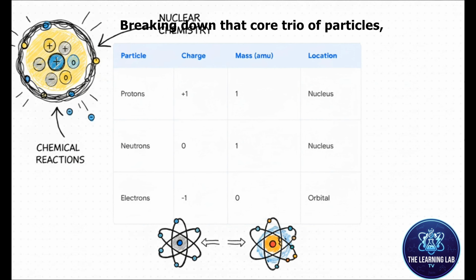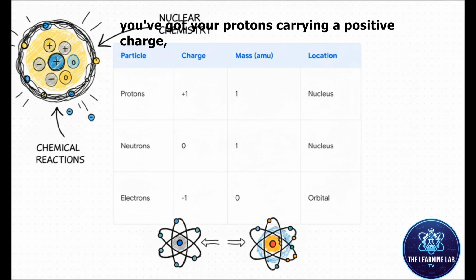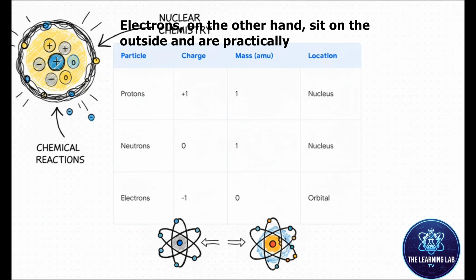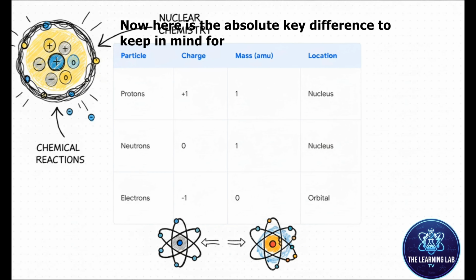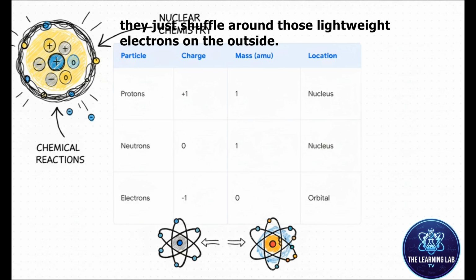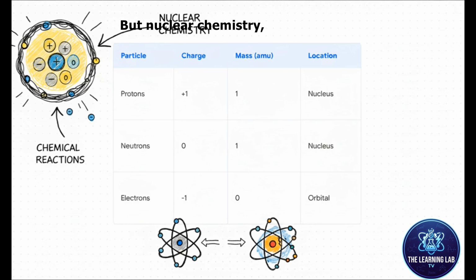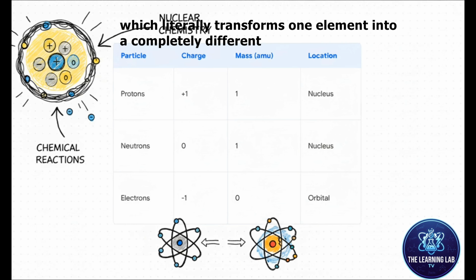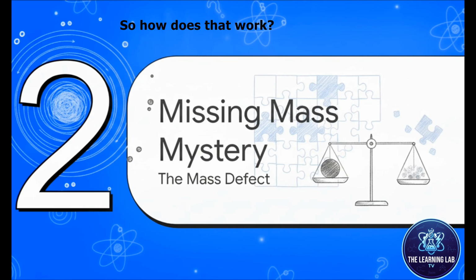Breaking down that core trio of particles, you've got your protons carrying a positive charge, neutrons with zero charge, and both clock in at about 1 atomic mass unit. Electrons, on the other hand, sit on the outside and are practically weightless. Now, here is the absolute key difference to keep in mind for this whole explainer. Normal chemical reactions just shuffle around those lightweight electrons on the outside. But nuclear chemistry actually rearranges those massive nucleons right in the center, which literally transforms one element into a completely different one.